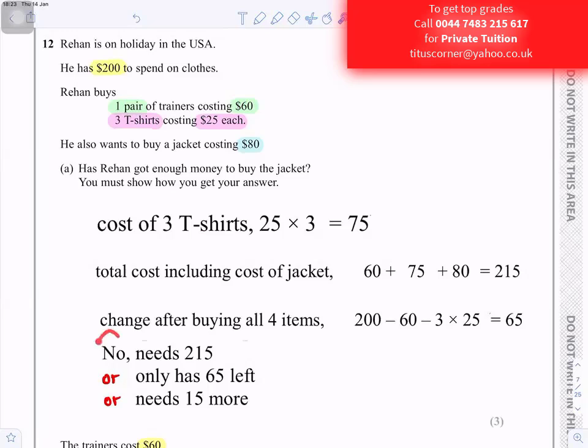So the answer is no, because he needs 215 dollars. Or you can say he only has 65 left, which is not enough. Or you need 15 dollars more.